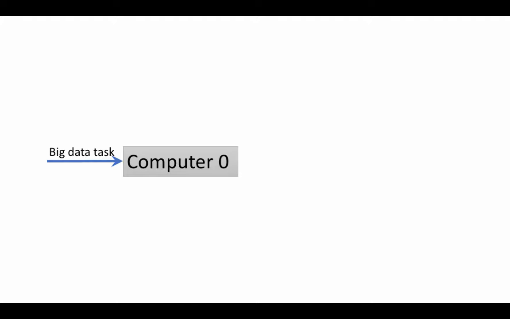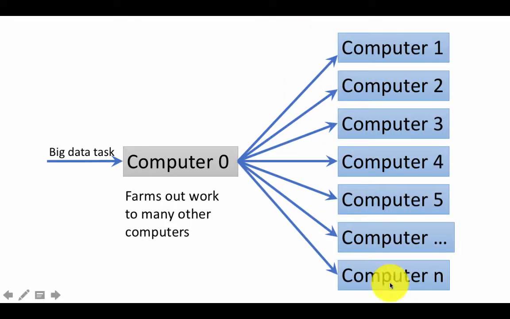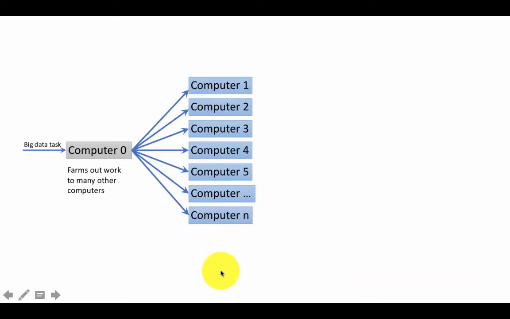As I've already hinted, when you have a big data task, which means the data is really, really large, terabyte in size kind of stuff, you need to process that. You may send the data to a computer for processing, but this computer is going to farm out the work to many other computers. In this case, I've shown 7 computers, but I put a dot, dot, dot here. So this could be 5, 10, 10,000, 20,000, 100,000, any number of computers. Computer zero, to whom you submitted the task, will farm out the task to many different computers, and once they all finish the job, it will do the assembly.